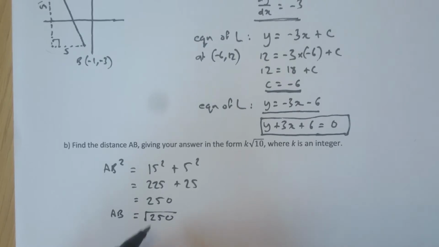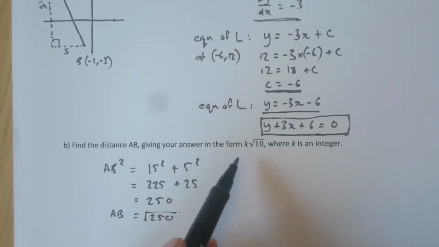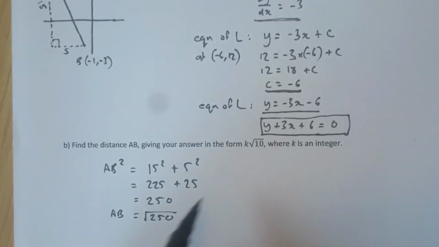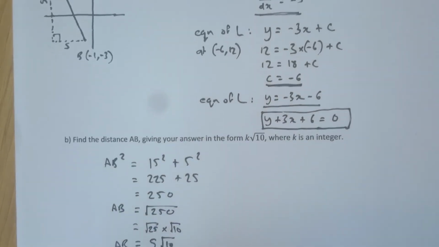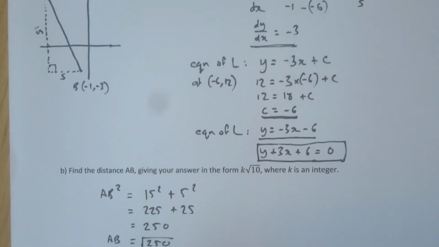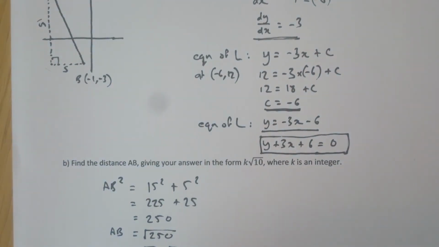Now, clearly this is going to factorise, and once again the question is going to give us a clue here, because we need the answer in the form k root 10, which suggests that root 10 should be a factor of root 250. And of course it is, because root 25 times root 10 is root 250, but root 25 is 5, so we get 5 root 10, eventually when you can see it, as the final value of AB. So that's the equation of a line and distance between 2 points.